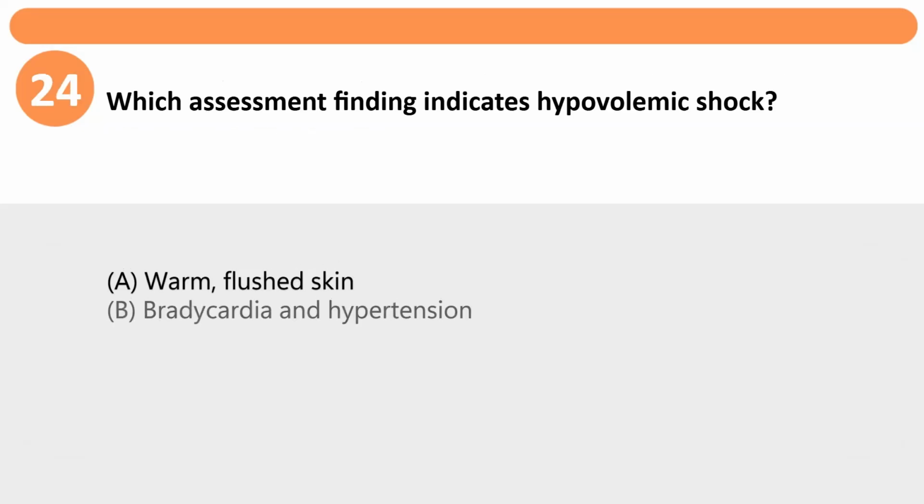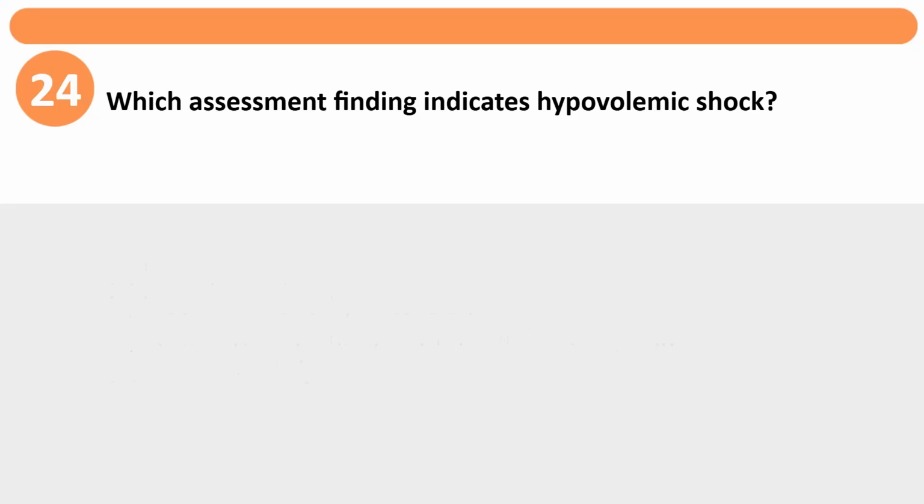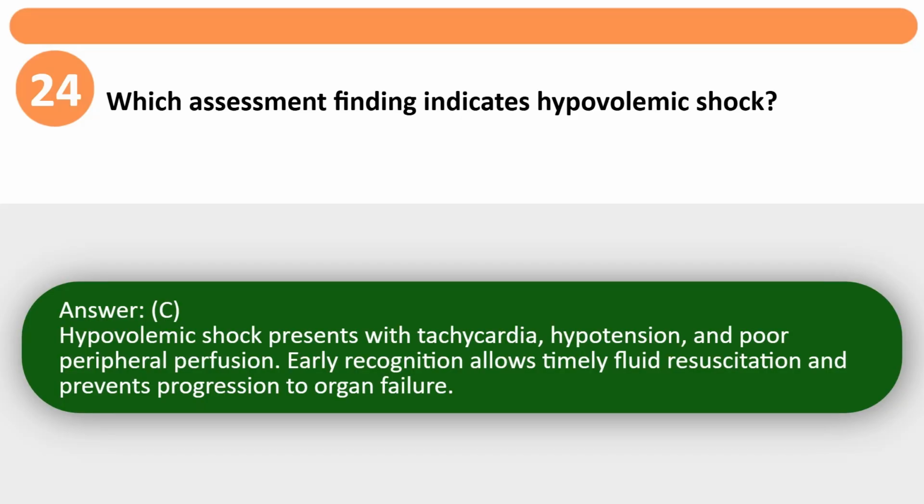Which assessment finding indicates hypovolemic shock? A. Warm, flushed skin. B. Bradycardia and hypertension. C. Tachycardia, hypotension, and cool clammy skin. D. Normal vital signs. Answer, C. Hypovolemic shock presents with tachycardia, hypotension, and poor peripheral perfusion. Early recognition allows timely fluid resuscitation and prevents progression to organ failure.